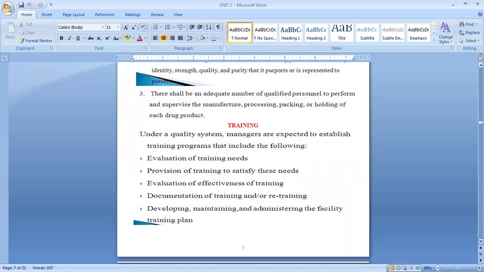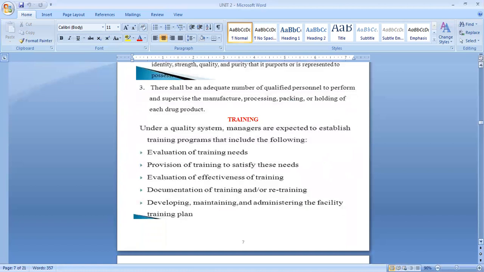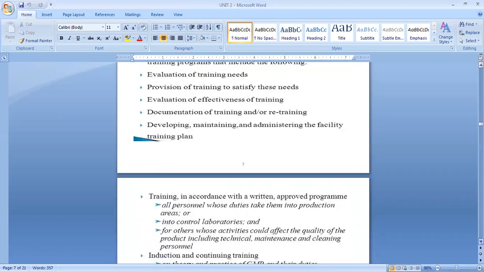There shall be an adequate number of qualified personnel to perform and supervise the manufacture, processing, packing, or holding of each drug product. Training. Under a quality system, managers are expected to establish training programs that include the following: evaluation of training needs, provision of training to satisfy these needs, evaluation of effectiveness of training, documentation of training or retraining, developing, maintaining, and administering the facility training program.